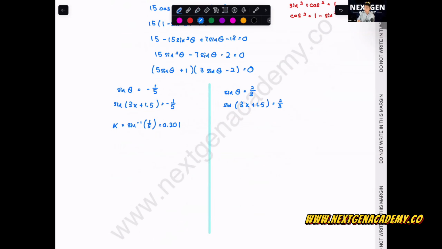From here, we are going to select which quadrant it is at. Sine is negative, and it will be quadrant ASTC, quadrant 3 and quadrant 4. Here and here. This one will be pi plus alpha, 2 pi minus alpha.